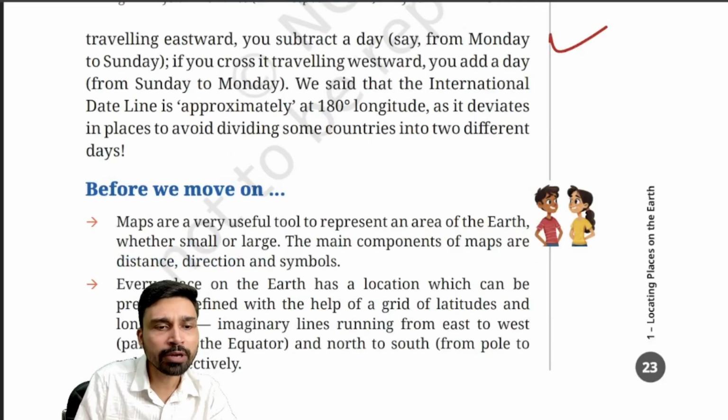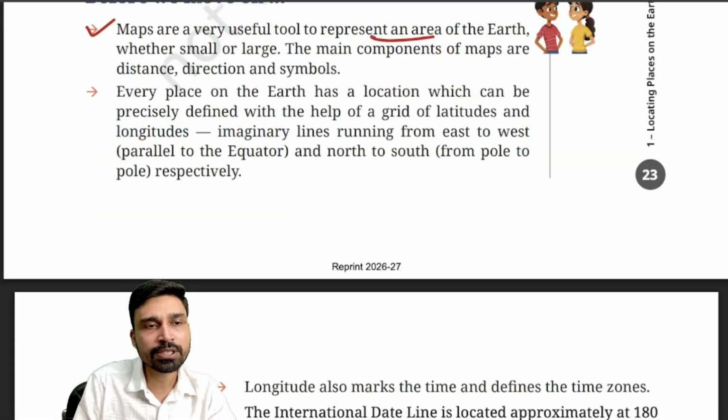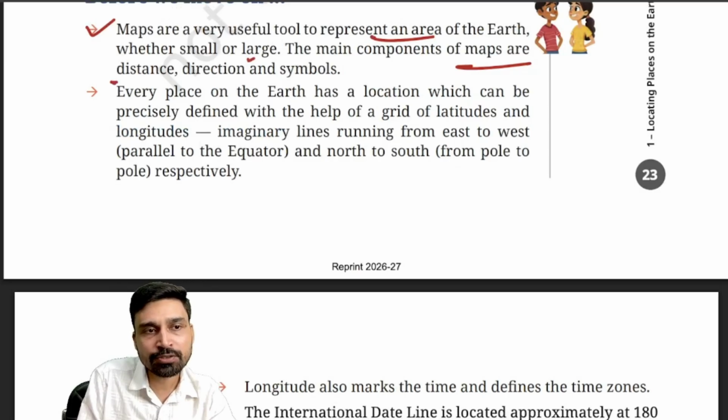Now, before we move on, we have to understand that maps are a very useful tool to represent an area of Earth. We have seen that also in the example. It does not matter whether you are representing a small area such as a city or large areas such as a country or even the entire world. The main components of a map are distance, where you need to understand how far different places are from each other, direction, and the symbol.